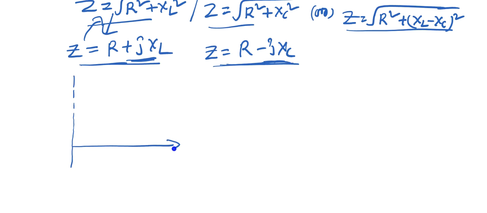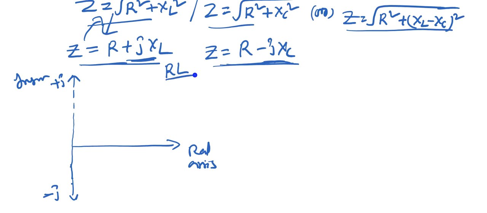So this is my real axis, isn't it? This is called a real axis, and this is my imaginary axis. Imaginary axis are plus J, and this is called a minus J axis. If you take the impedance diagram for RL circuit, try to recall that. So that is nothing but this R, this is nothing but your XL, and this is nothing but your Z, isn't it? So this is your impedance diagram for RL circuit.